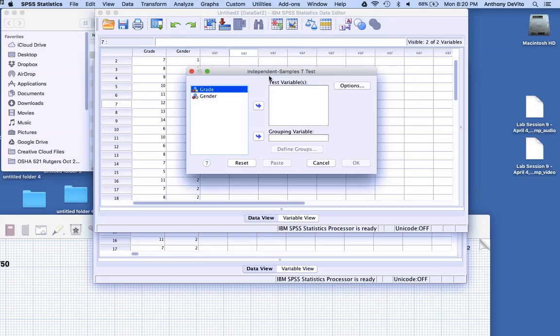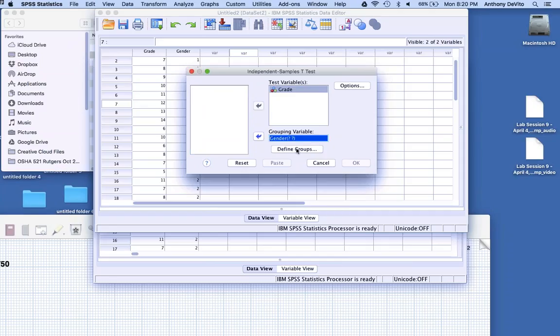Okay, it's going to come up and it's going to ask me for the test variable. That's the variable I'm going to find the mean of. That's not going to be gender. I'm not going to find the mean of gender. I'm going to find the mean of the grades. And then I'm going to tell it how I want to factor those, what groups I want to break that up into, which is going to be my grouping variable, which is going to be my gender.